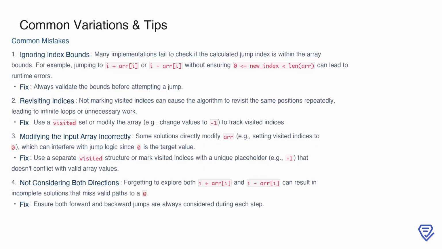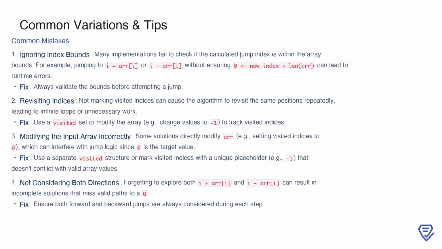When tackling this problem, there are several common mistakes to watch out for. First, it's easy to overlook index bounds when calculating jump positions. If you attempt to jump to i + arr[i] or i - arr[i] without ensuring the new index is within the array bounds, your program could crash. To avoid this, always validate that the calculated index is between 0 and len(arr) - 1 before proceeding.